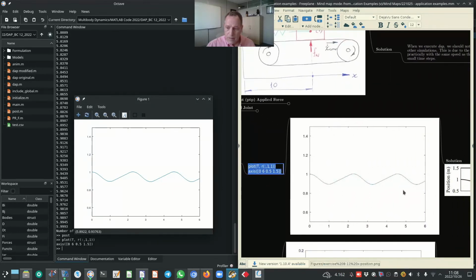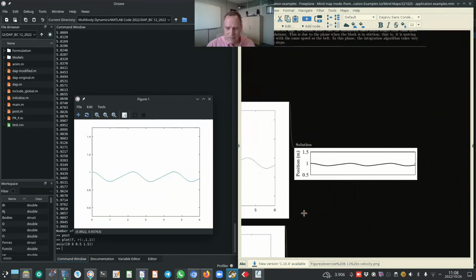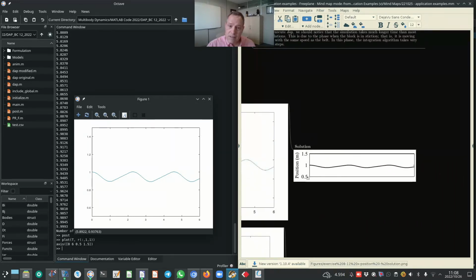I've also copied the plot in my mind map, and this corresponds visually to the solution presented by Prof. Nikravesh in his textbook. The aspect ratio is not the same, and that's why the amplitudes of my graph are a bit larger than the amplitudes of Prof. Nikravesh's graph. But we have good confidence that the simulation ran successfully and that the results are accurate.